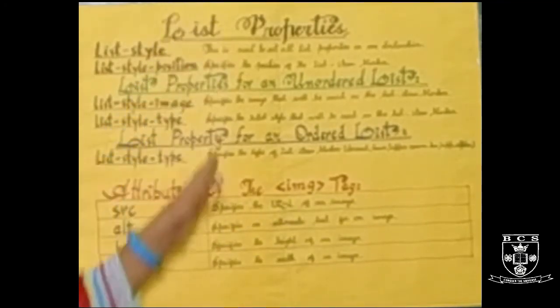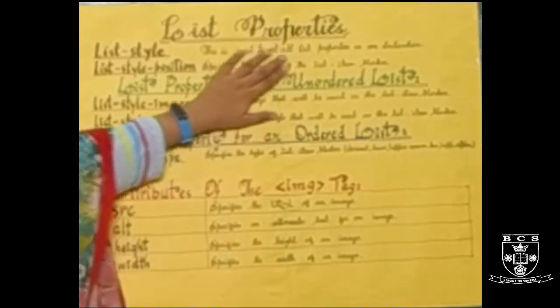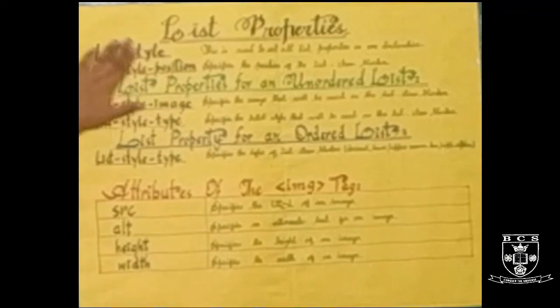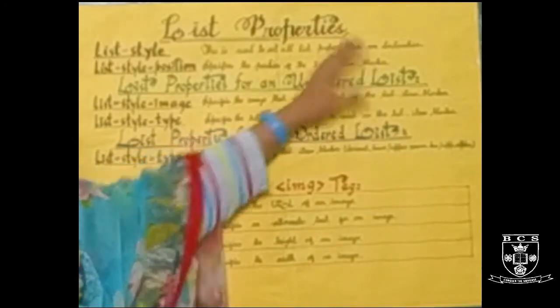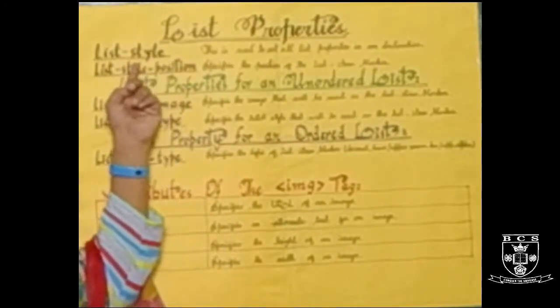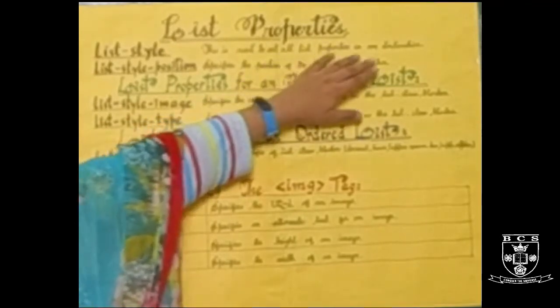What about these that I have mentioned over here? These are the list properties. Whenever you are having any type of list, there is a property for the list style, and this is used to set all the list properties in one declaration. By using this property, we may set all of the list properties within one tag.